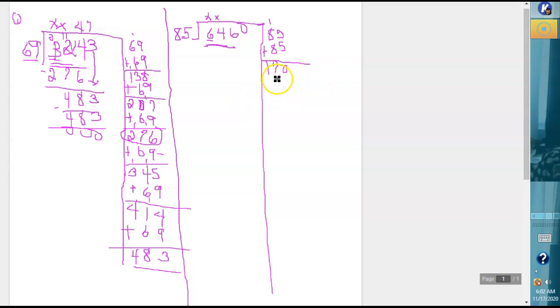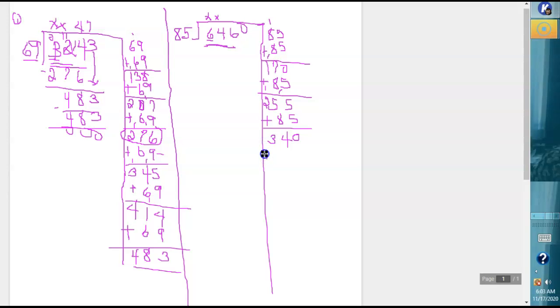Add 85 again. So 0 plus 5 is 5. 7 plus 8 is 15. Carry 1. Plus 85 again. So we have 5 plus 5 is 10. Carry 1. 1 plus 5 is 6, plus 8 is 14. Carry 1. We have 3. 1 plus 2 is 3.